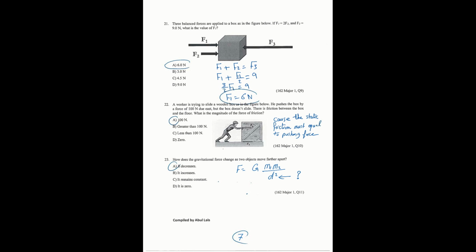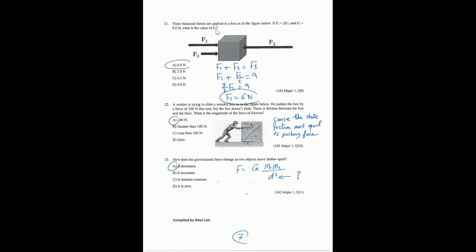Let's check number 21. It says that three balanced forces are applied to a box as in the figure below. If F1 equals 2F2 and F3 equals 9.0 newtons, what is the value of F1? Okay, so here it says it's a balanced forces, right?